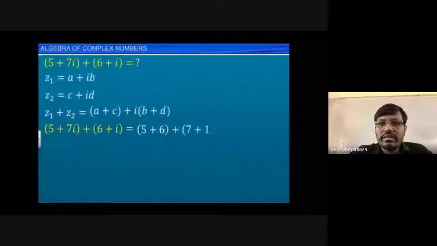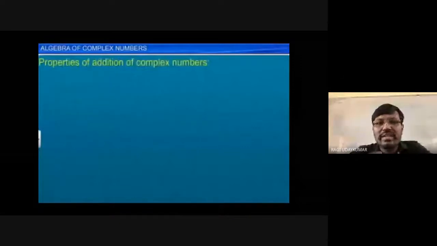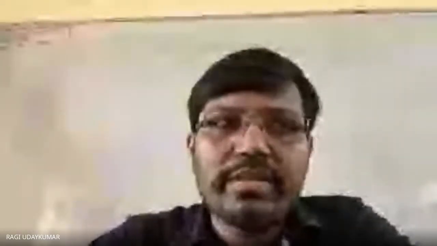So in this case, 5 plus 6 should be added, and 7 plus 1 should be added. So 11 plus 8i is the sum you are going to get. Here the closure property is satisfied: the sum of two complex numbers is a complex number. That is called the closure property. So, the properties of addition of complex numbers: the first is the closure property. It satisfies the closure property, and the commutative property also holds. Is the closure property visible to you now?